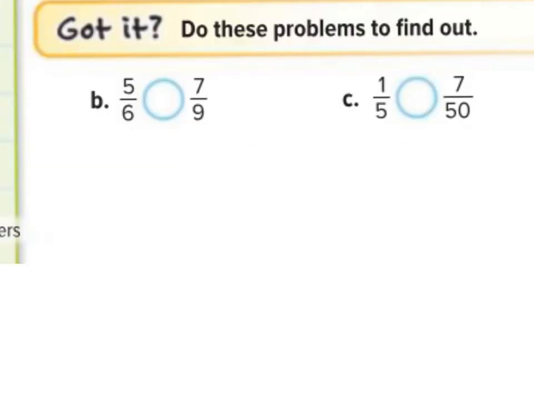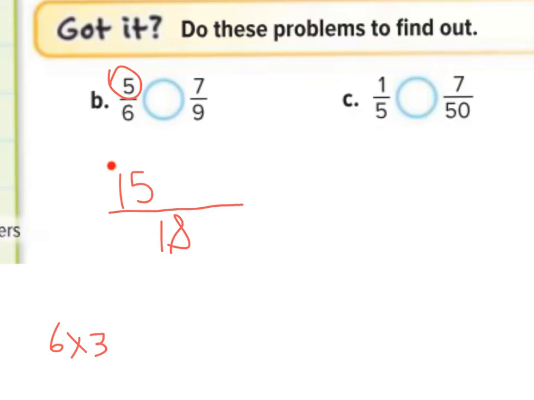Let's try B. So when we do B, this method is finding the least common denominator. So when we count by 6s and we count by 9s, 6, 12, 18, I get 18 for both numbers, 6, 12, 18, or 9, 18. Again, what did I do to the 6? I took the 6 and I multiplied it times 3 to get 18, right? So I must do the same to the 5 up here. So what's 5 times 3? 15, right? The way I do it, I just do it all into one big fraction because it's the same denominator, so I have 15.